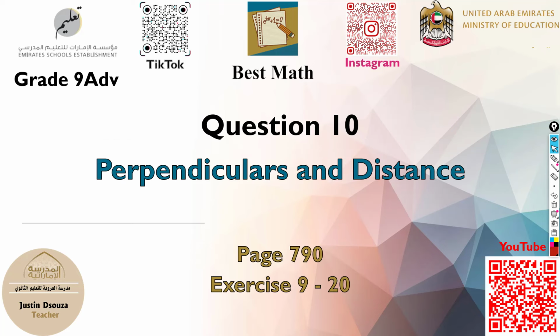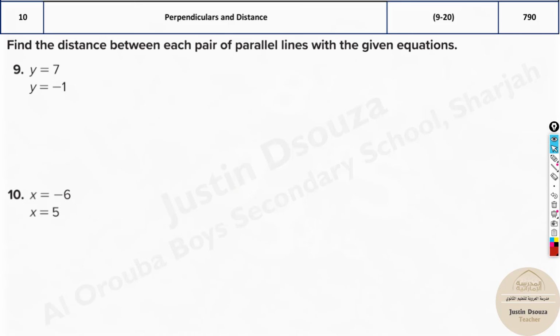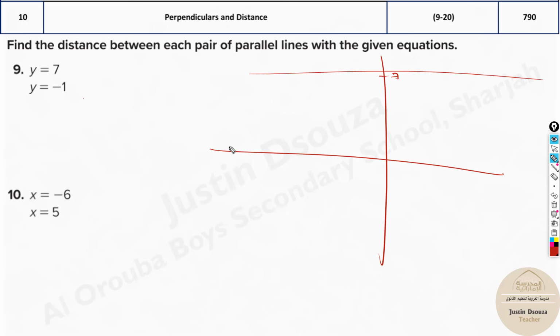Question 10 is about perpendiculars and distance. Here they have given you equations and you need to find the distance between the lines. Now these are very simple because they are just vertical or horizontal lines, right? Let's graph them up. So y is equal to 7 means somewhere over here, a straight line, and minus 1 is somewhere over here, a straight line.